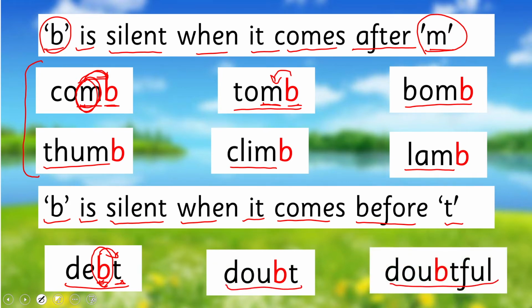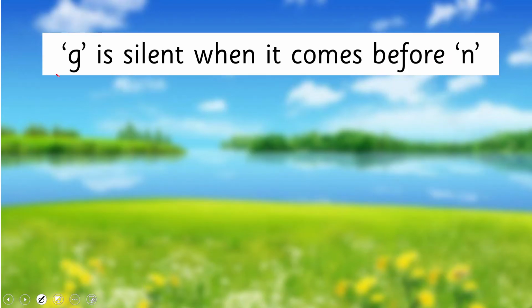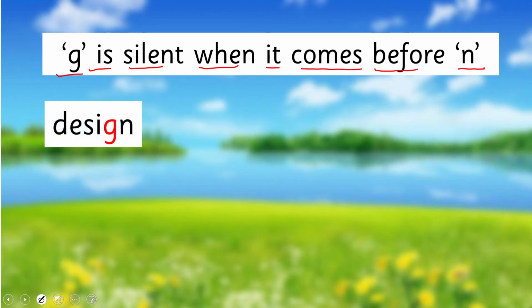doubtful, right? And the next rule is G. G is silent when it comes before N. Like design. G is silent. Why? Because after G there is N. It is coming before N, and this N makes this G silent.